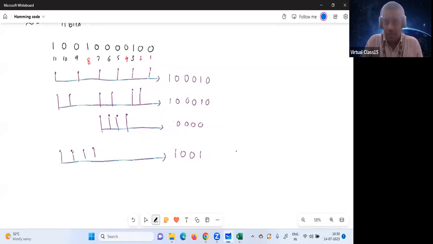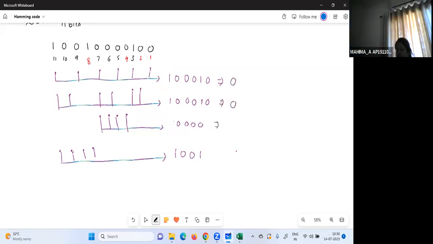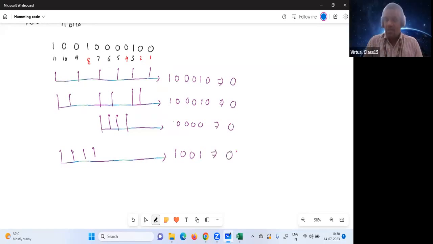Now the receiver computes the parity. What is the parity? Even parity. This is also even parity. So if you compute the parity and see that all are zeros, then the message is not corrupted. Message is not corrupted, right?